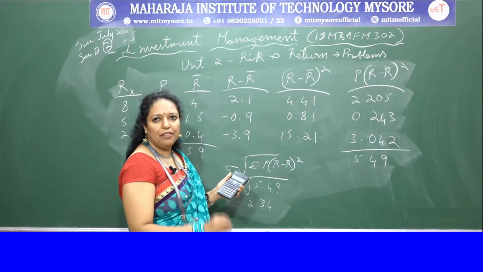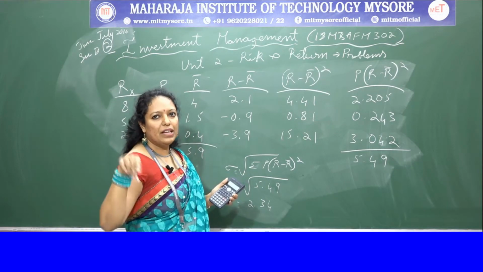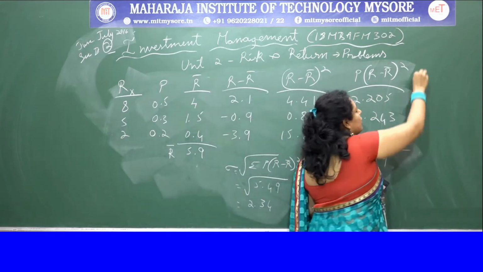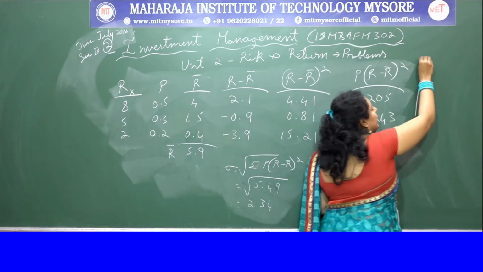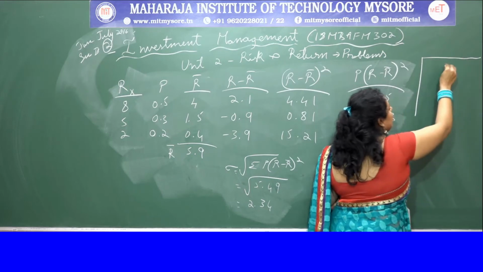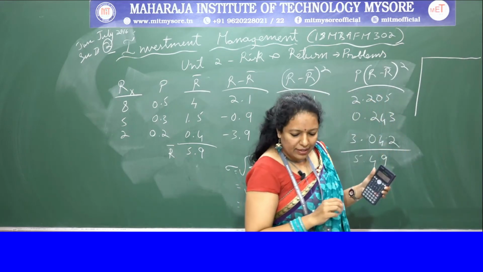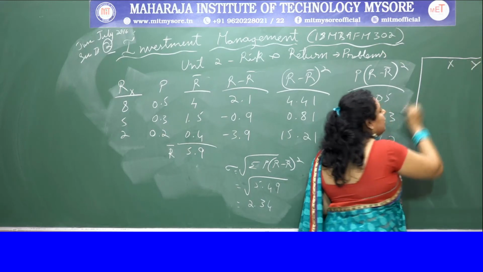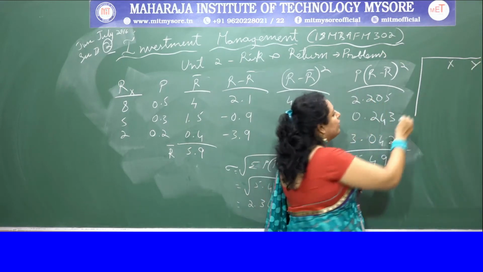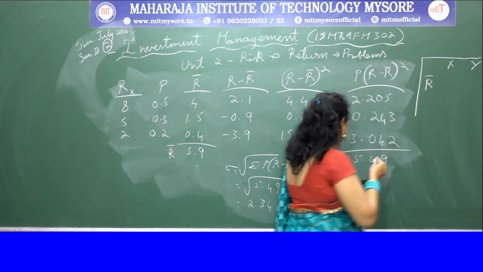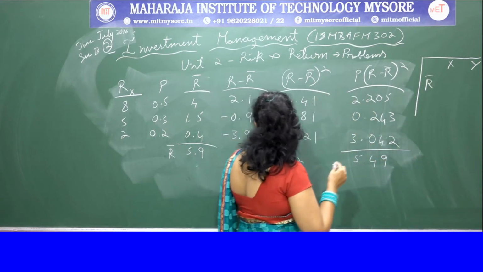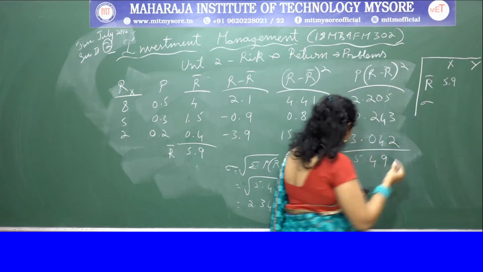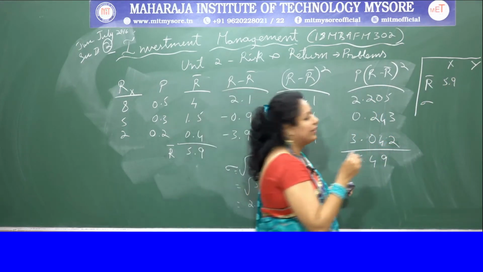Now what we have to do is put risk and return in a tabular form in order to make the decision. So I'll just tabulate here. Two securities they have given, X and Y. So I'll write X and I'll write Y. Return, that is R bar of X, is 5.9, and standard deviation is 2.34.